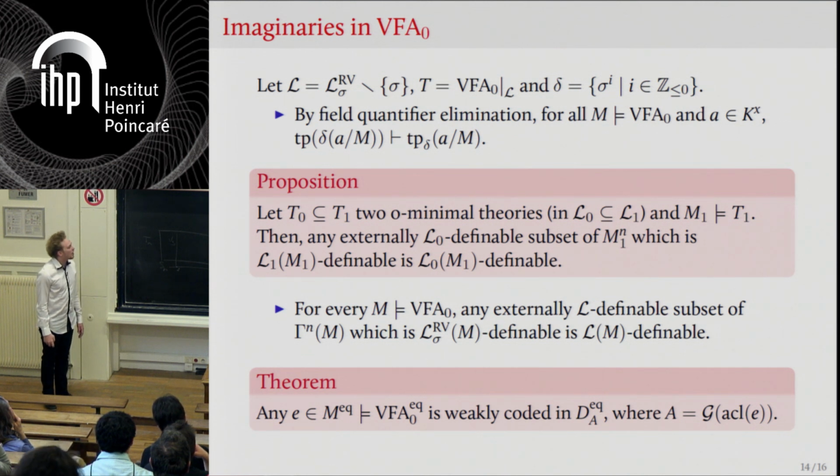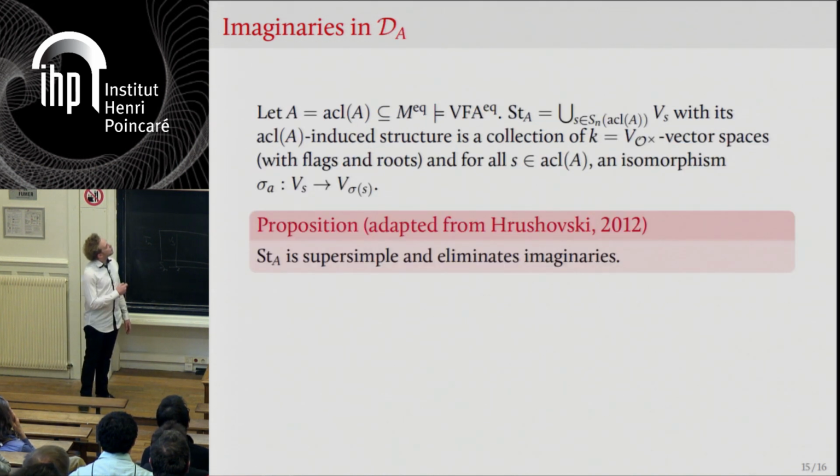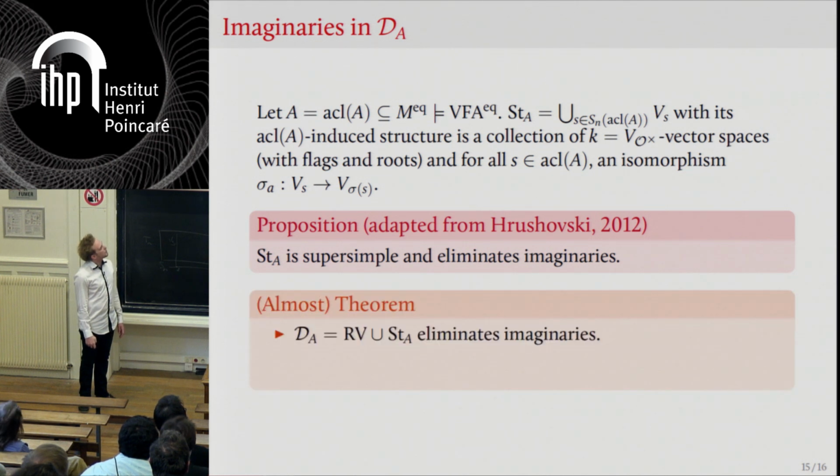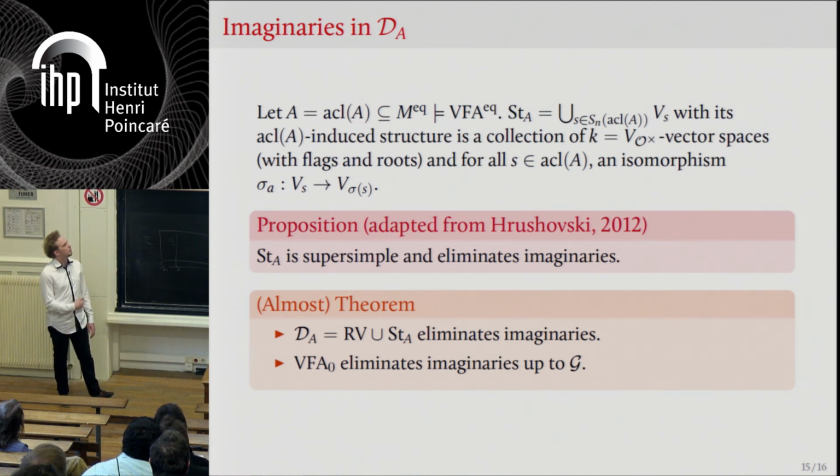And I'm running out of time, so I will very quickly tell you that in fact we can also deal with this DA in this case. And we can probably understand its imaginaries by first understanding the structure on STA, which is super simple and itself eliminates imaginaries. And then you can add RV to prove that this structure also eliminates imaginaries, and then you get that VFA0 eliminates imaginaries up to G. But this is not entirely done.